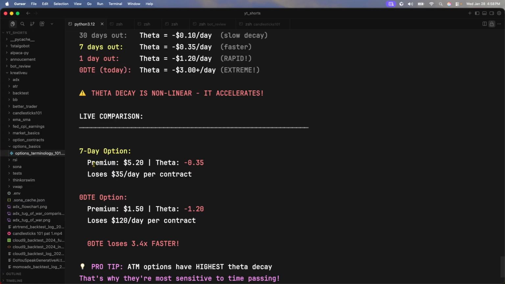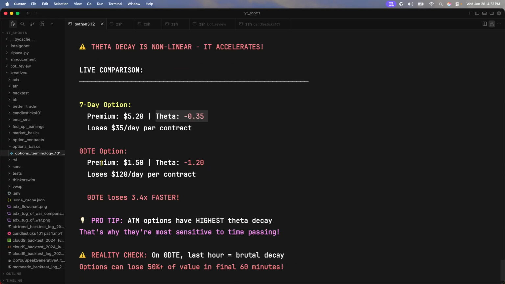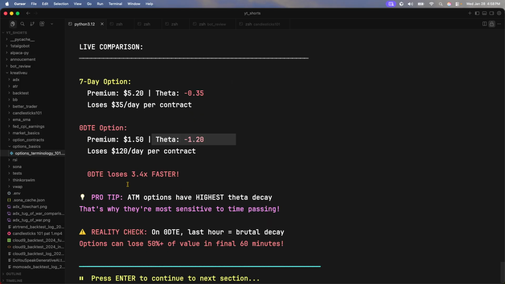7-day option. We have our premium that's at $520. Theta is at $35 a day that we're losing. Zero DTE, right? You paid $150, but you're losing $120 a day. That's crazy. Zero DTE is 3.4 times faster.